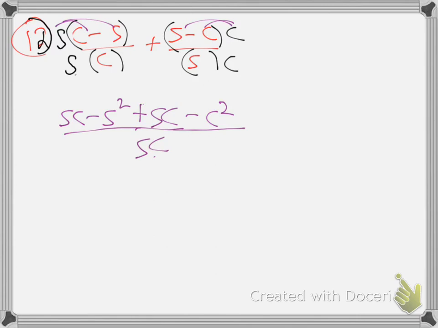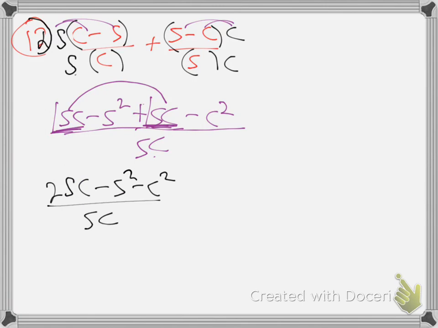Well, then what do we do? Well, I would just do like terms. What is SC plus SC? Yeah, because it's an invisible 1. So remember, when you add letters, you add the numbers in the front. When you multiply letters, that's when powers change. Right? Got all those rules down? 1 SC and 1 SC is 2 SC. So it's going to be 2 SC minus S squared minus C squared over SC. You good so far?